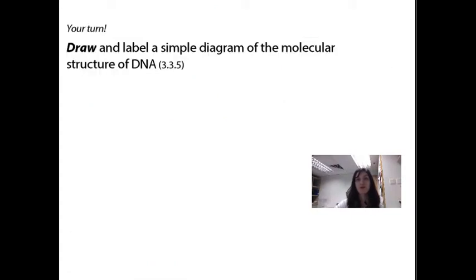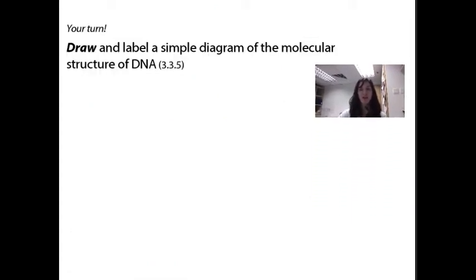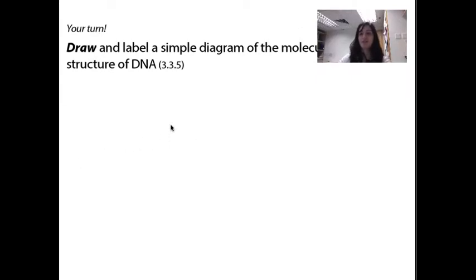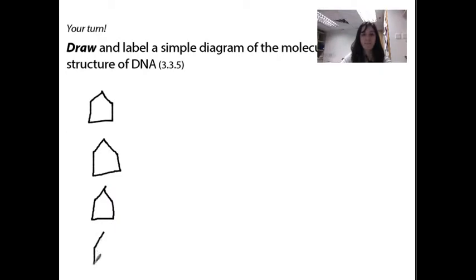Now, do you think you could draw and label a simple diagram? I'll help you out to start. The first thing you're going to want to start with is our sugar molecules. So let's draw our little pentose sugars. Let's use four nucleotides for this diagram. Okay, so there's my deoxyribose. The second thing I'm going to add are my phosphate molecules. So there's one. And the last thing I need is a base.